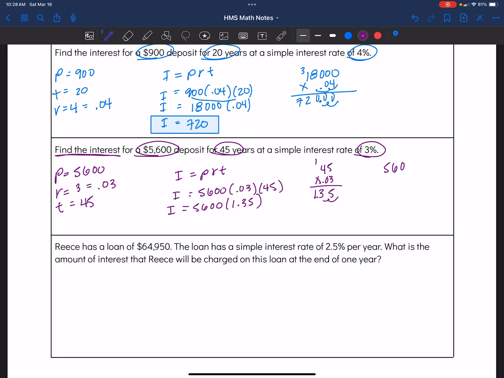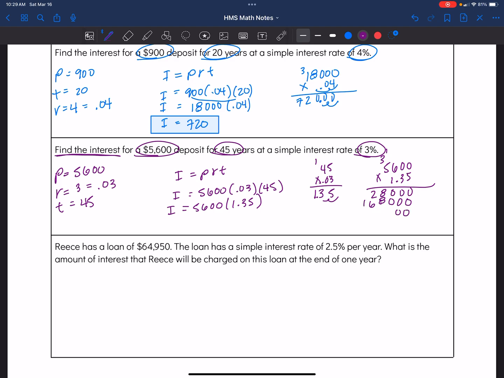So 5,600 times 1.35. You do not have to align your decimals. All right, 0 times 5, 0. 6 times 5 is 30. 5 times 5 is 25, plus 3 is 28. 0 placeholder. 0, 0. 6 times 3 is 18. 5 times 3 is 15, plus 1 is 16.